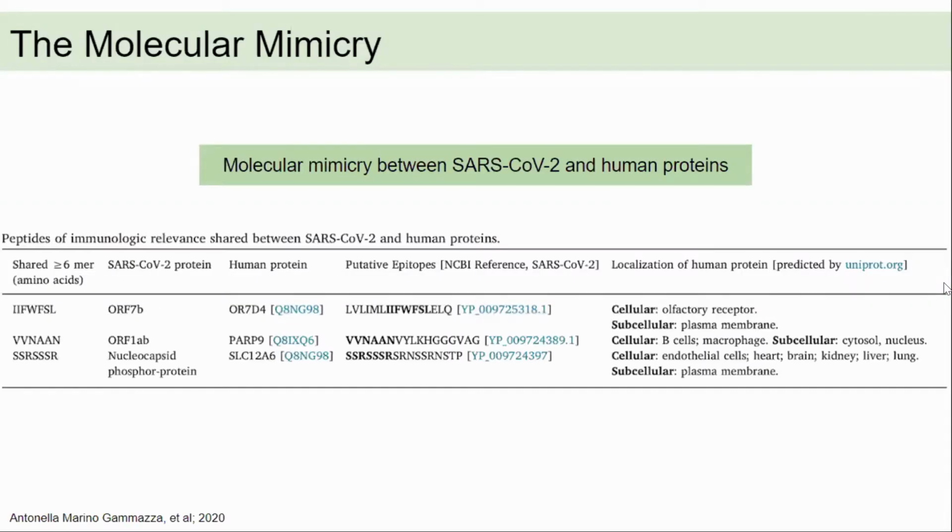And there is a report that some molecules of SARS-CoV-2 are similar to human proteins. For example, in this report, SARS-CoV-2 protein ORF7b is similar to the human protein OR7D4, which is located on the olfactory receptor, and the nucleocapsid phosphoprotein from SARS-CoV-2 is similar to SLC12A6 in the human protein, which is located on endothelial cells like heart, brain, kidney, liver, and lung.